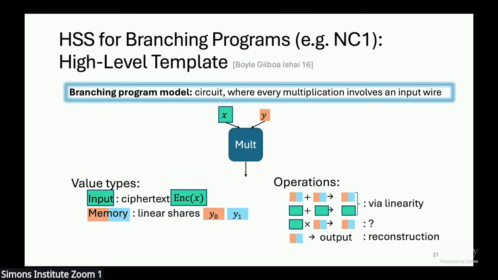And then with that, to get our evaluation of the circuit, we just need ways to carry out these operations. Firstly, additions on inputs and memory values. Thanks to the linear homomorphism of the encryption and the secret sharing, this is easy. And then multiplication between inputs and memory values, which is where all the hard work goes. And then finally, output. We have linear shares of the outputs once we get to the end, so this gives us our reconstruction procedure, which is just addition.